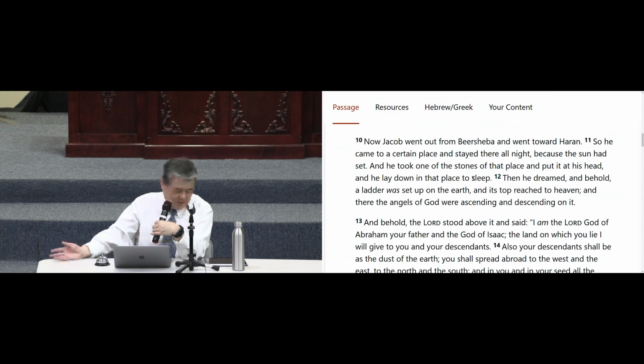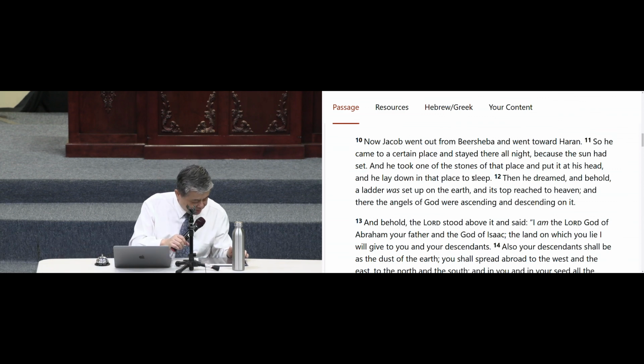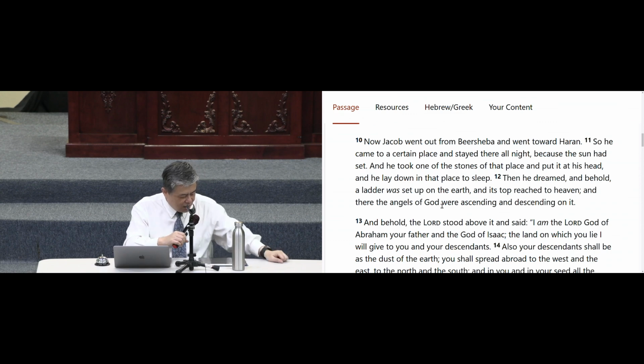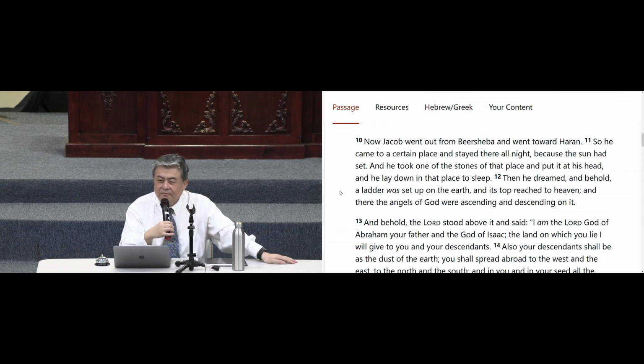How about some very basic questions, like the first verse? Jacob went out from Beersheba and went toward Haran. Right? You can write down Beersheba and Haran. Where are these places? And then, why was he going out? Why was he going out from Beersheba toward Haran? That's a very simple question, but it's helpful. It's helpful in understanding the passage. Okay.